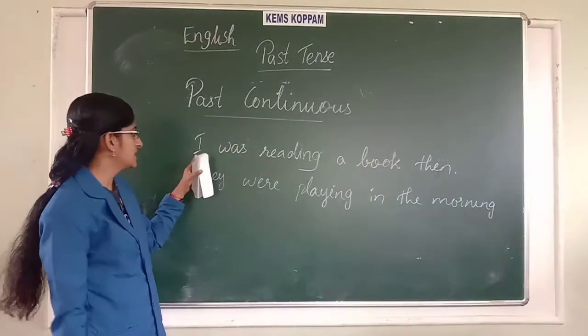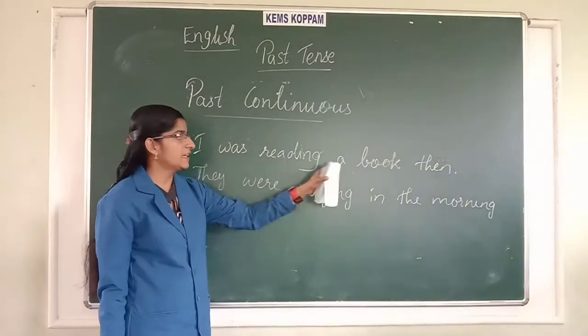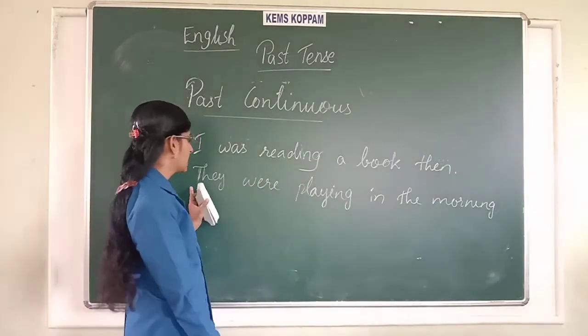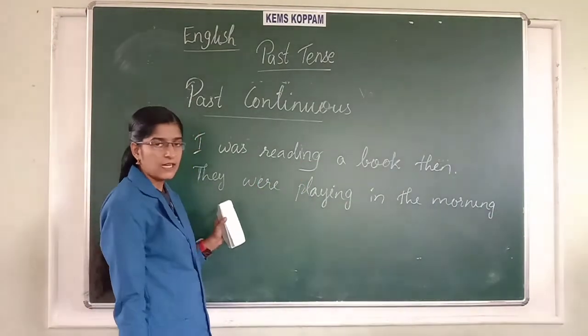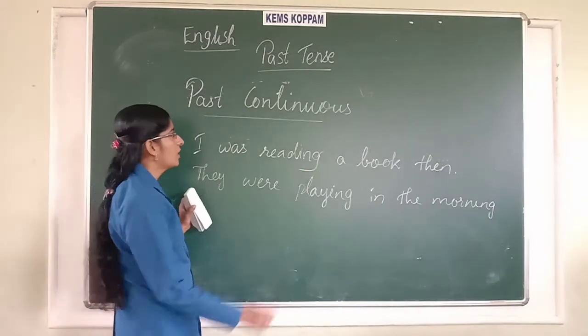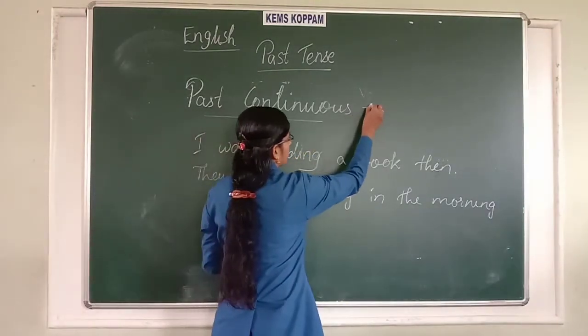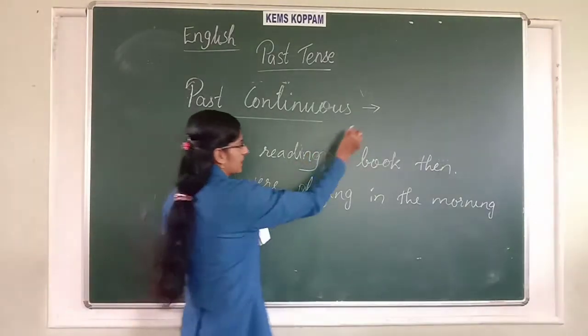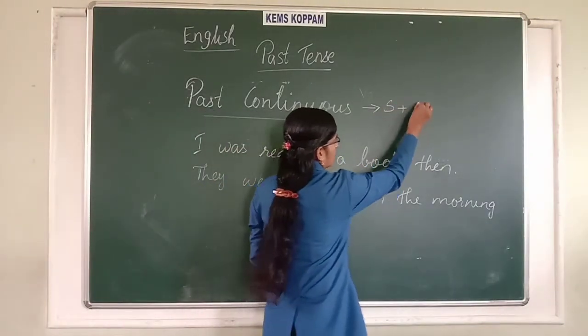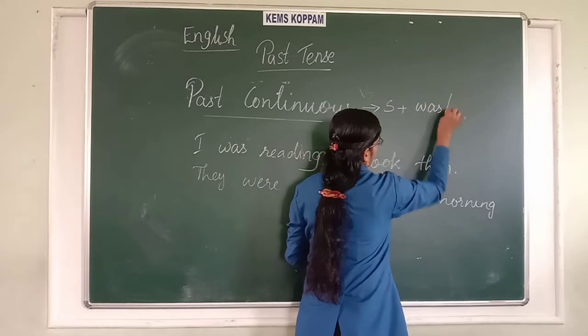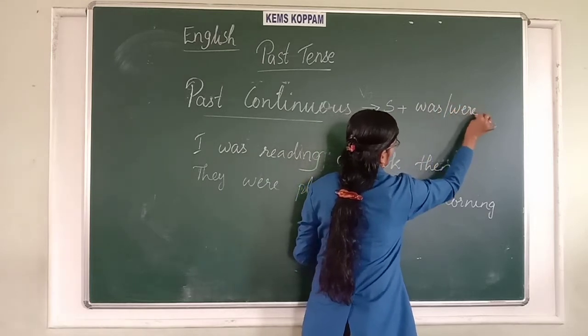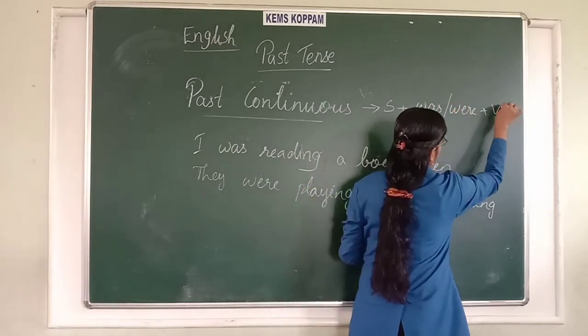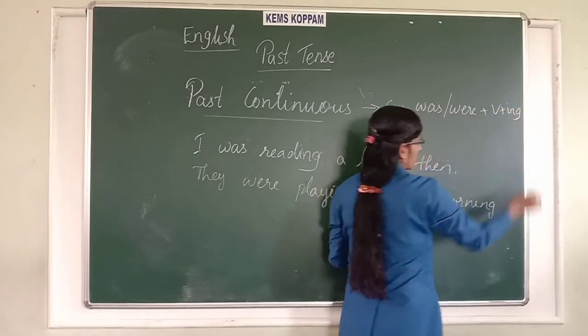Okay, look at the sentences. I was reading a book then. They were playing in the morning. So, what is the sentence structure of past continuous? Okay, subject plus was or were plus verb plus ing.